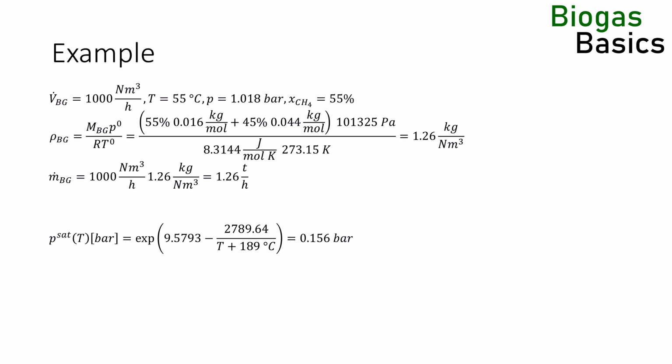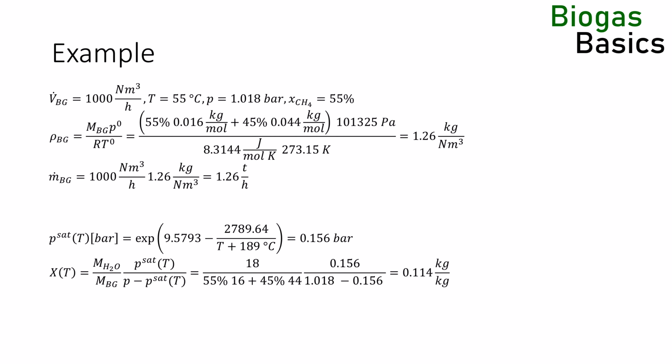Now we calculate the water load. It is 0.114 kilograms per kilogram. Per ton of dry biogas, 114 kilograms of water vapor are transported. In our example, the mass flow of dry biogas is 1.26 tons per hour and the water vapor flow on top of that is 146 kilograms per hour. The condensate system should be designed for this value.